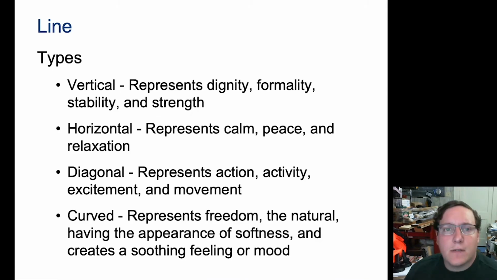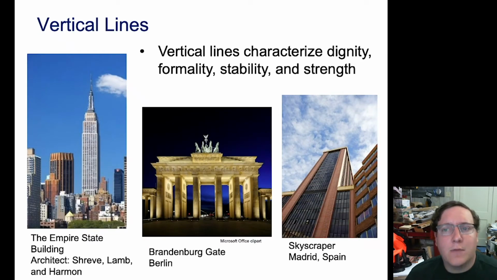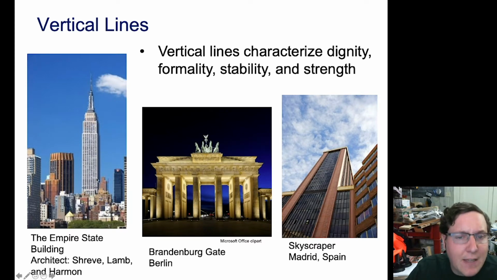In terms of lines, we need to recognize that we're going to have different types: vertical, horizontal, diagonal, and curved, and each one of those is going to have a slightly different meaning. So in vertical lines, we can think about how they are characteristically their dignity, their formality, their stability. We see things like skyscrapers, and we know that they are strong. They've been standing there despite the elements.